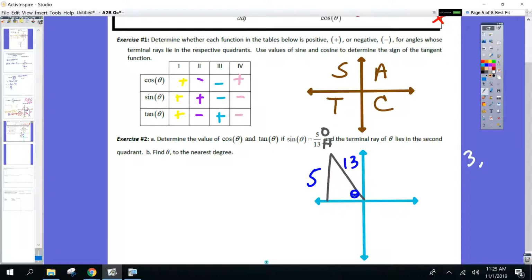I asked you to remember 3, 4, 5 and 8, 15. Anybody remember the other number in 8, 15? 17. This is just to make things go quicker so you don't have to do Pythag. This is the last one I'll have you remember, 5, blank, 13. Anybody know that one? 12.